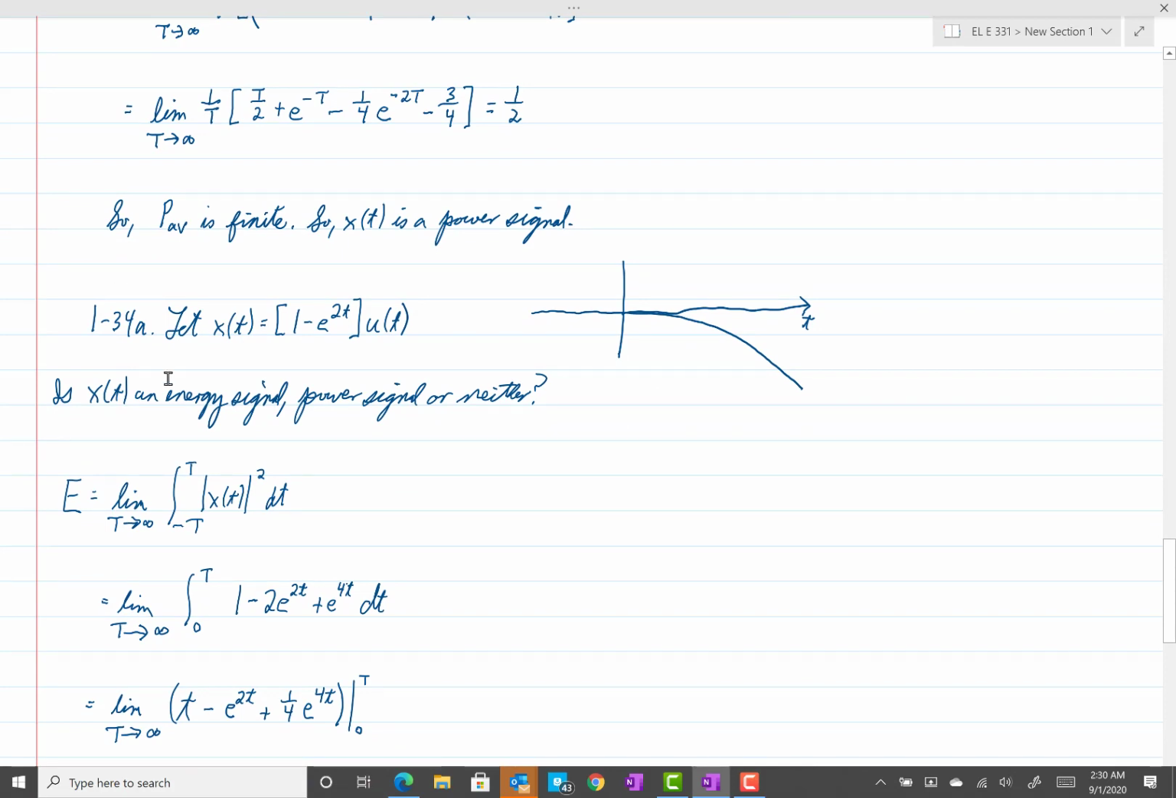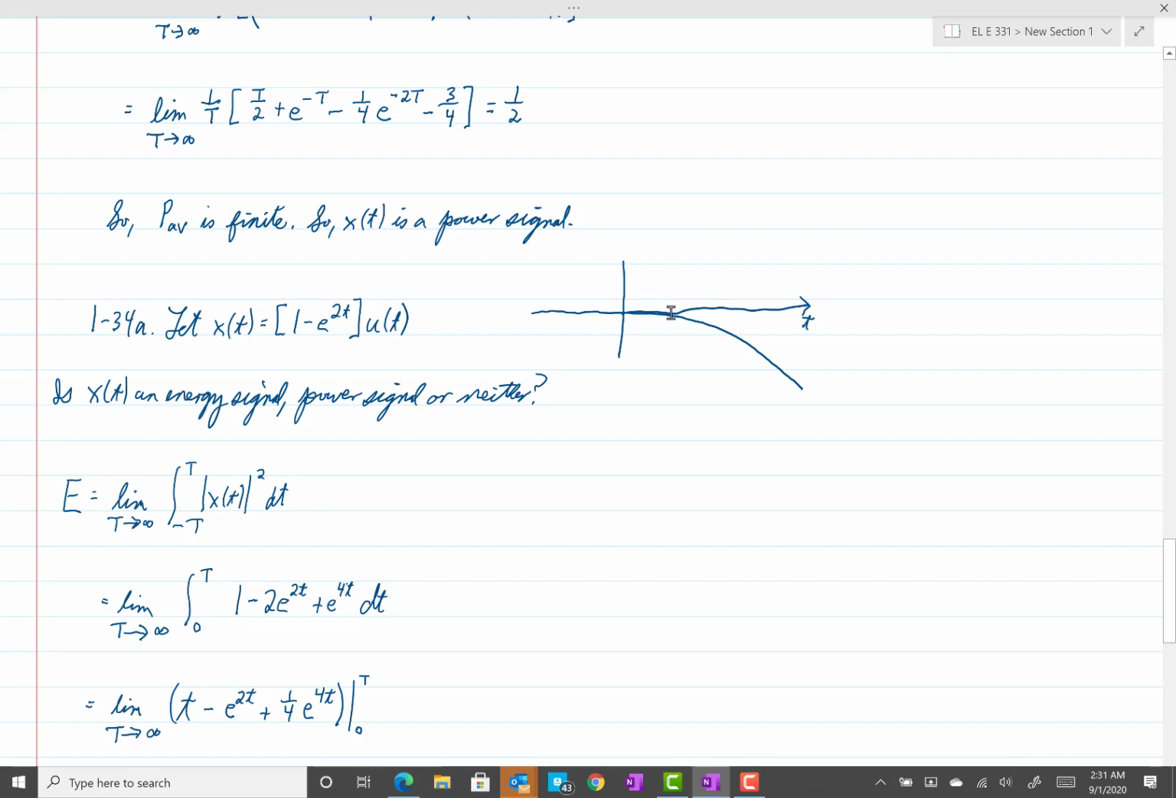The last problem for this lecture is still another function. And notice this is very similar to what we've just done. The only difference is in the problem we just did, it was 1 minus e to the minus 2t. Now this function is 1 minus e to the positive 2t times u(t). And again, we want to know if this is an energy signal, a power signal, or neither.